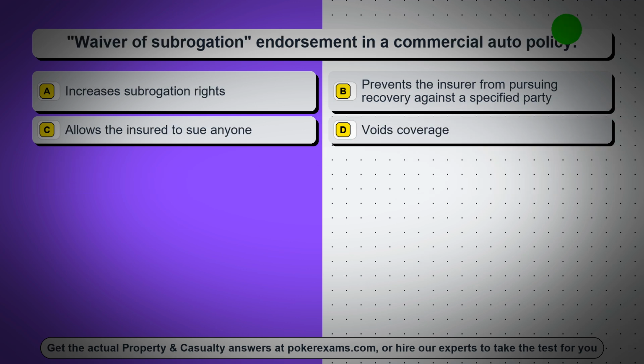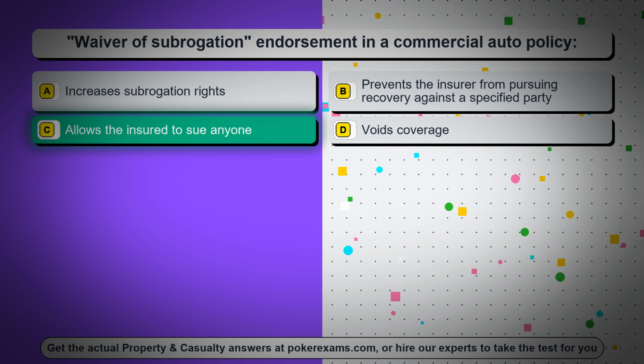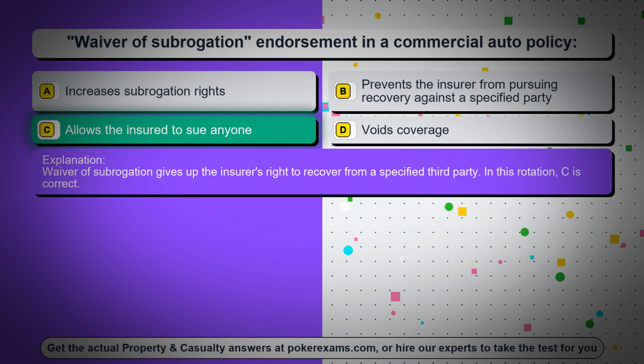Question 95. Waiver of subrogation endorsement in a commercial auto policy. Option A, increases subrogation rights. Option B, prevents the insurer from pursuing recovery against a specified party. Option C, allows the insured to sue anyone. Option D, voids coverage. The correct answer is option C, allows the insured to sue anyone. Waiver of subrogation gives up the insurer's right to recover from a specified third party. In this rotation, C is correct.